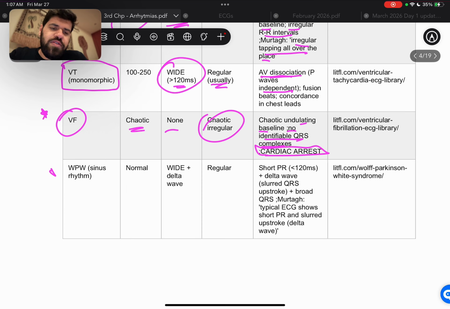Then Wolff-Parkinson-White syndrome, usually seen in patients that have atrial fibrillation, or also in athletes who have ventricular tachycardia and they have been given adenosine, and then suddenly they deteriorate, and on the ECG we see that it's Wolff-Parkinson-White syndrome. And this was a question a few days ago that I saw in one of the ECG questions. So it has short PR interval plus delta waves. Now delta waves are the most important for Wolff-Parkinson-White syndrome because it's definitive for that. So ECG shows short PR and slurred upstroke, right?